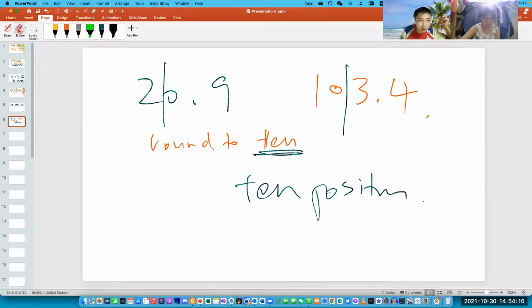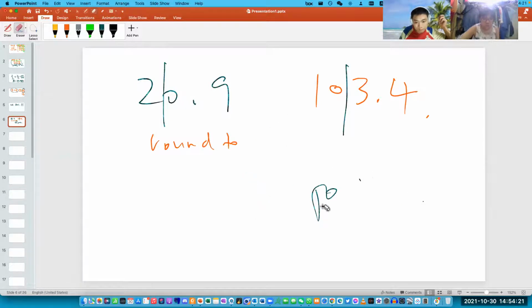Okay. What if I change the question? I round to 1.